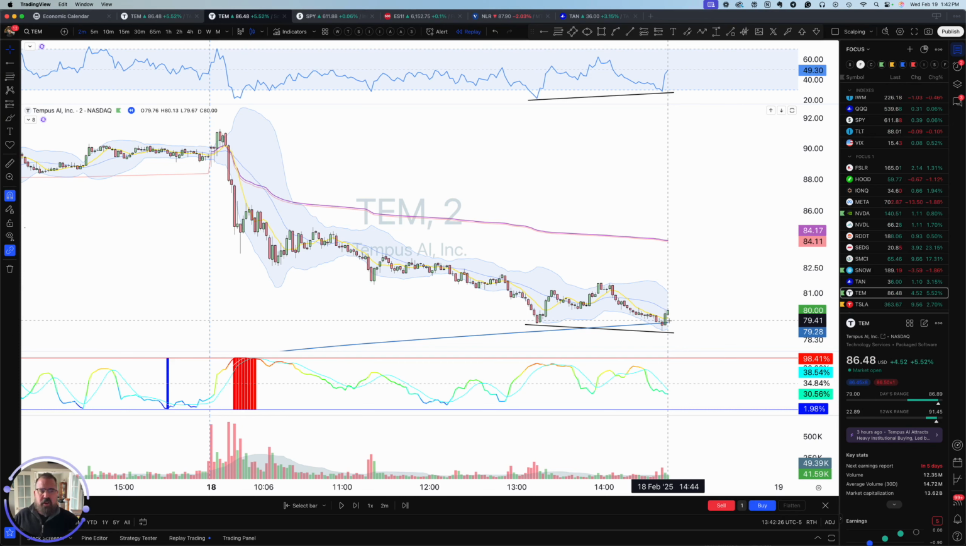Worst case scenario, again, is that they expire worthless and you're out the whole trade. The best case scenario is you can get a multiple of your money back. It could be a 100% winner pretty quickly or even beyond. And so that's what we're looking for.